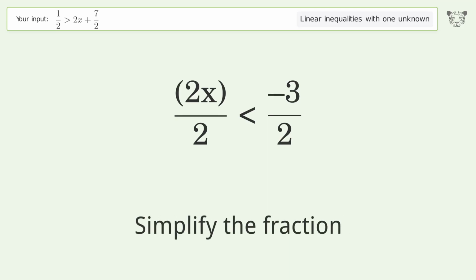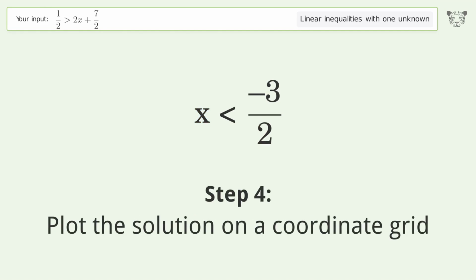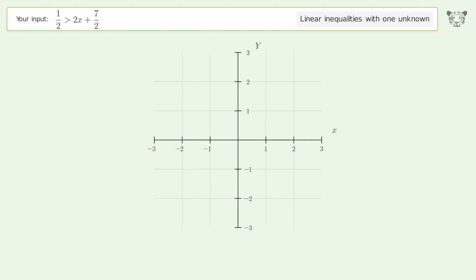Simplify the fraction. Plot the solution on a coordinate grid. And so the final result is x smaller than -3/2 smaller than -11/2.